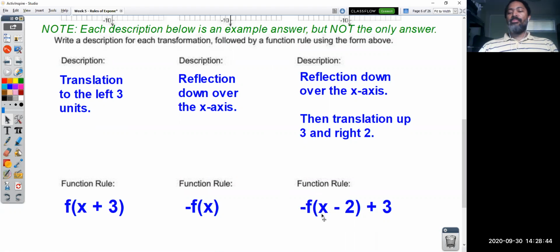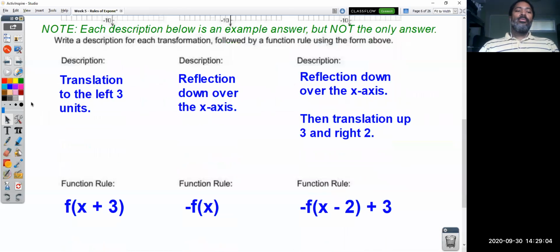Well, in applying the rule, the first thing I would do is subtract 2. So the first move is actually right 2. Then the negative is applied after the function, so then there's the reflection. And then finally the move up. If I'm looking at the function rule, the move up is actually the last thing anyway, and it happens after the reflection.